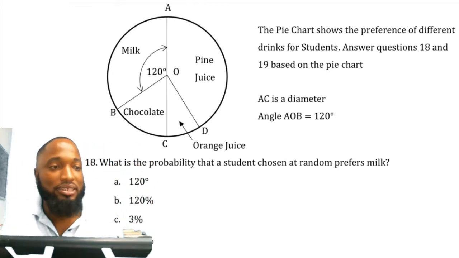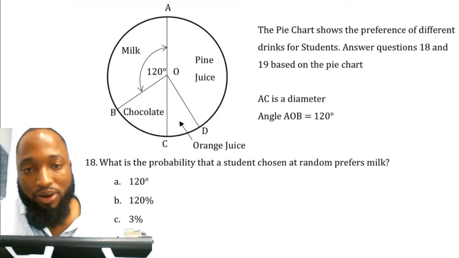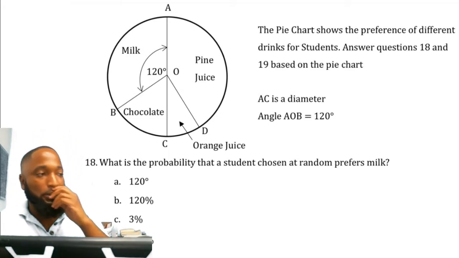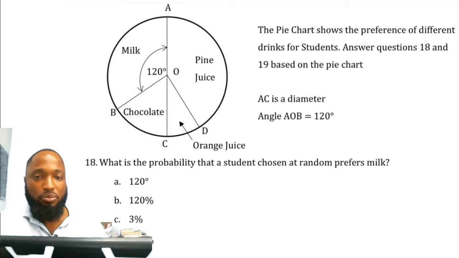What is the probability? Let me see if my head is already ready. Yeah, what is the probability that a student chosen at random prefers milk? Oh, we need to see B as well.